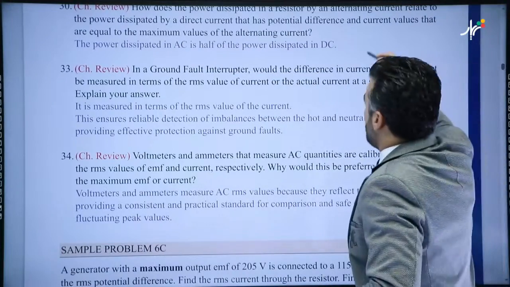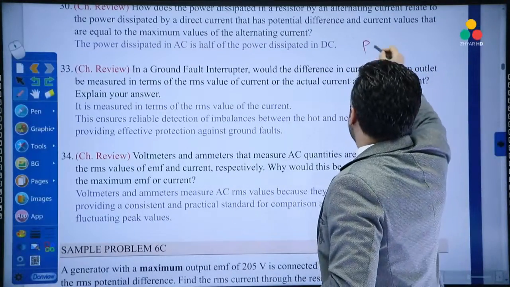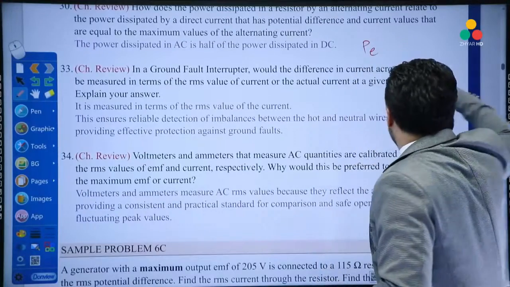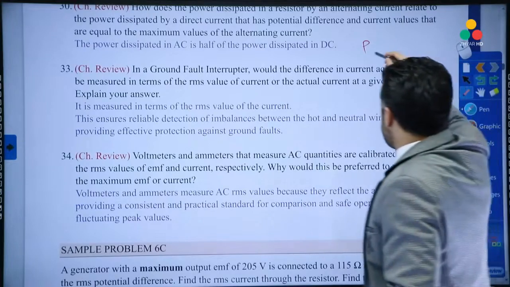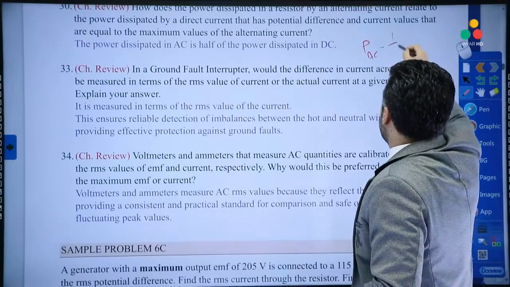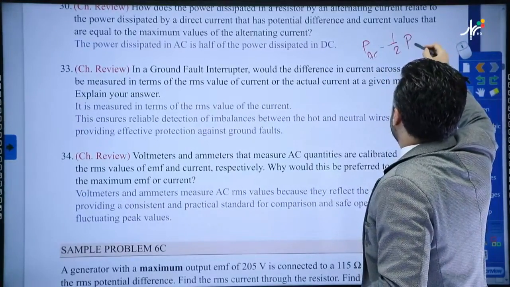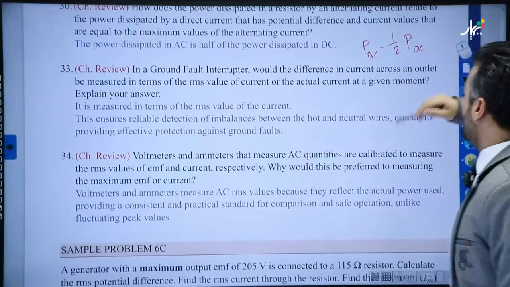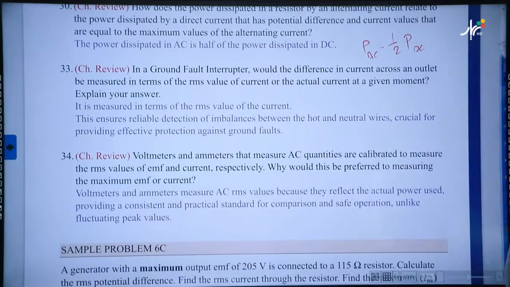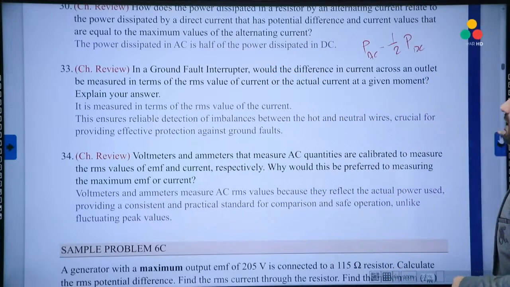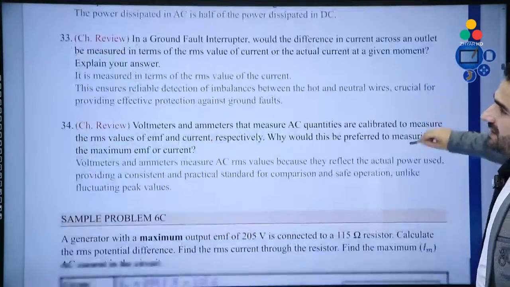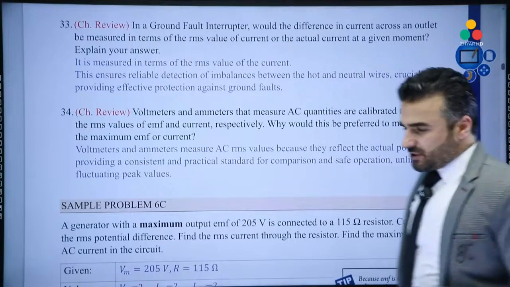Once again, the power dissipated in AC is going to be half of the power that is dissipated in direct current, or just DC. So once again, the power dissipated in AC is half of the power dissipated in DC. All right, now we have question 33.